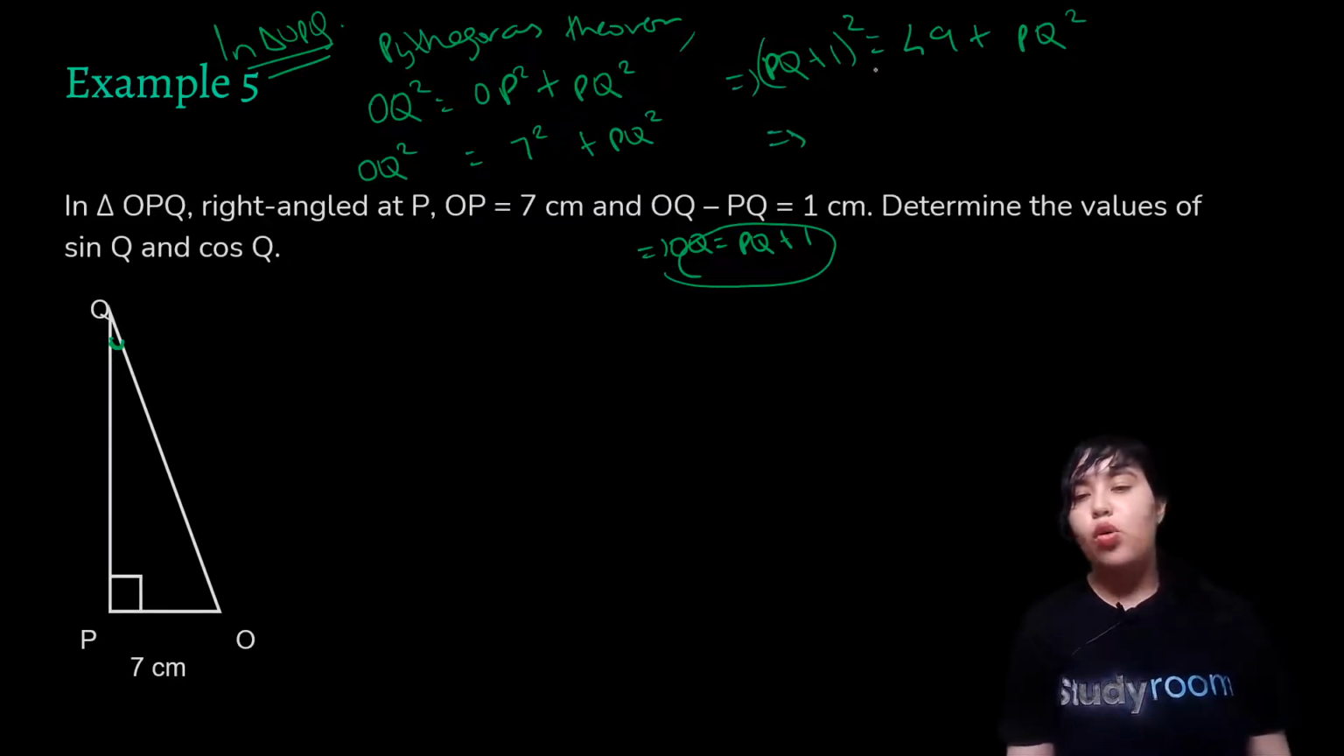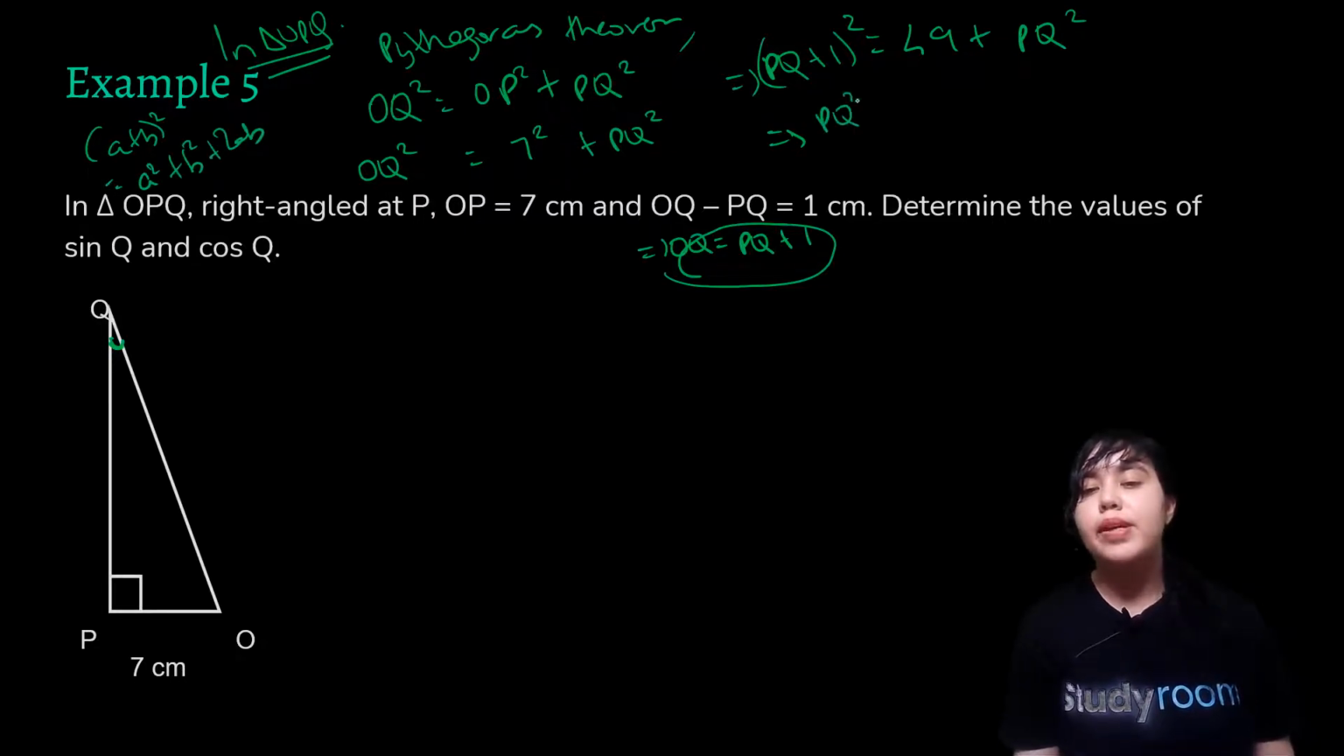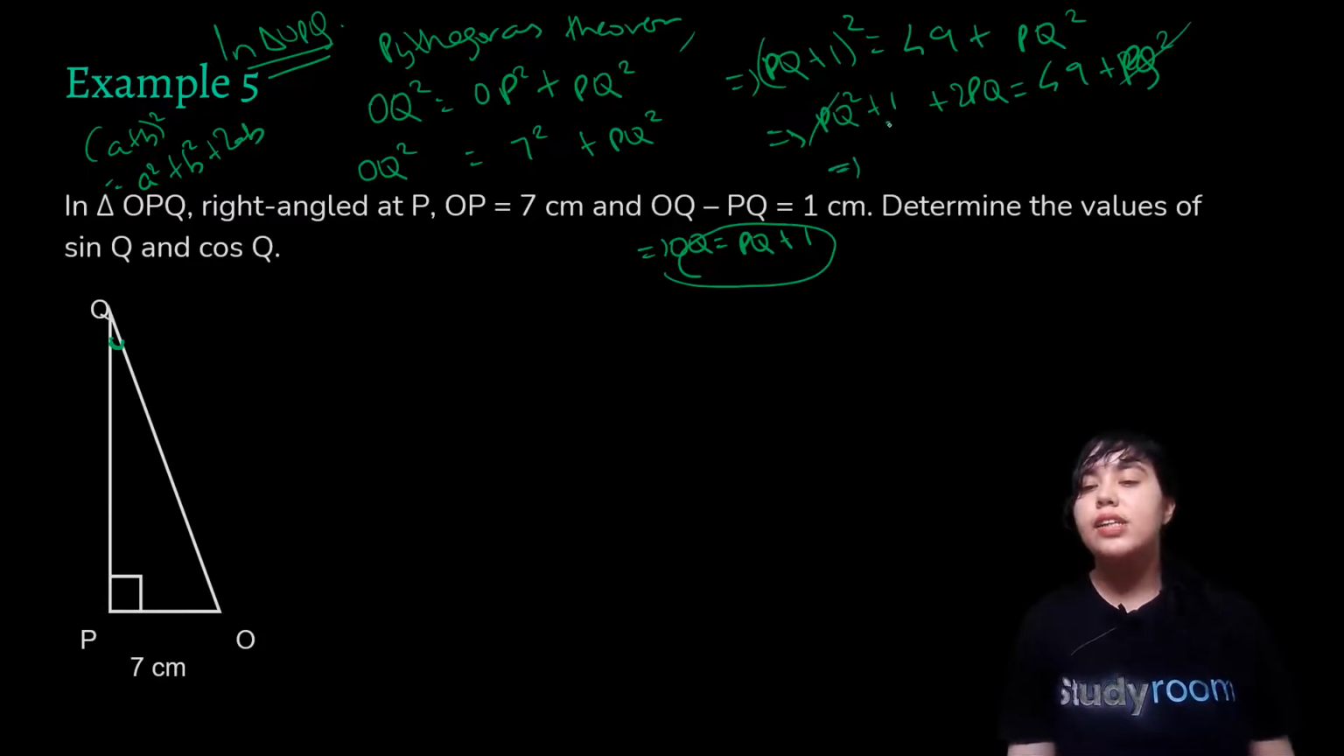Okay, then if I open this, how will I open this? Making use of the formula A plus B whole square. What is it? Quickly tell me. A square plus B square plus 2AB. So this will become PQ square plus 1 plus 2PQ is equal to 49 plus PQ square. PQ square cancels. Take this one on the RHS, it becomes minus 1. So 2PQ is equal to 48, which means PQ is equal to 24.